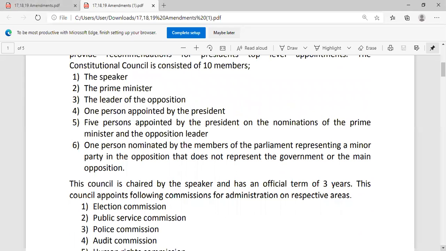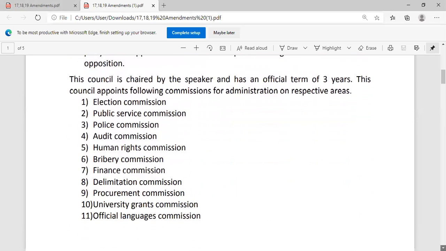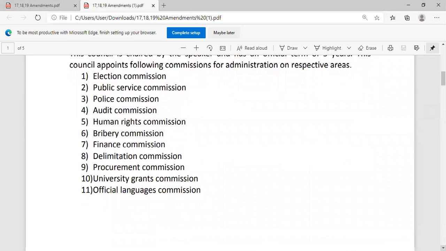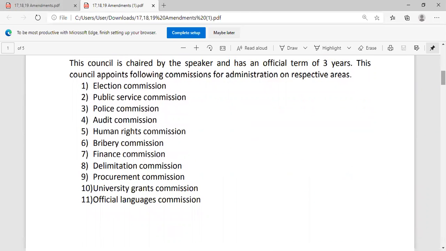Okay. This council is chaired by the Speaker. The Speaker holds the chair and has an official term of 3 years. This council appoints the following commissions for administration in respective areas. So this council, similarly to recommending who should handle those big positions, appointed these commissions as well. Election commission, public service commission, police commission, auditing commission, human rights commission, bribery commission, right? Finance commission, delimitation commission, procurement, and all these commissions were appointed. So these commissions were supposed to handle the administration of each area.